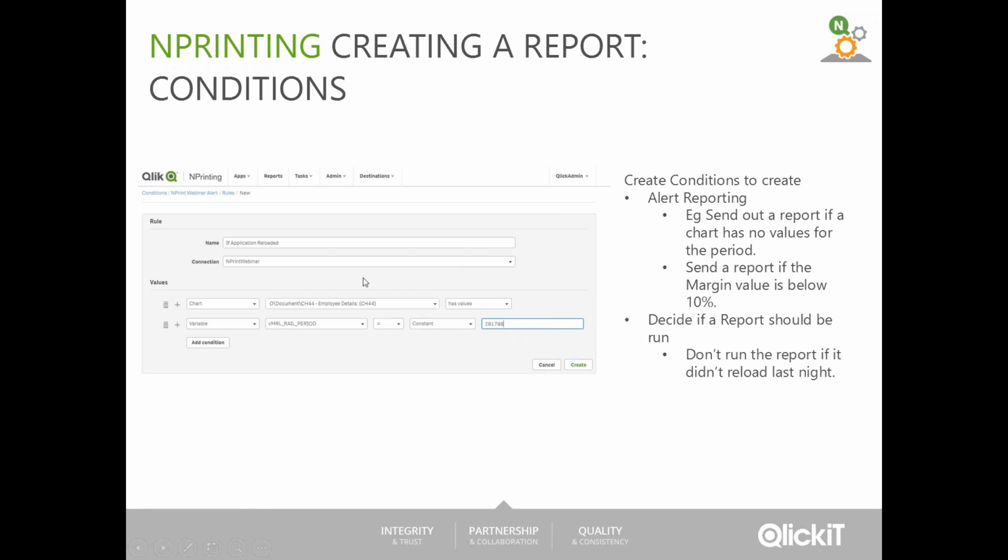The other common way that a condition is used is to decide if a report should be run or not. So typically you might have a QlikView application or a Qlik Sense application that's reloading at 3 o'clock in the morning. You might want to send your report out at 6 o'clock. One of the things you would do is look at the QlikView application, look at one of the variables and say, was it reloaded at 3 o'clock this morning?